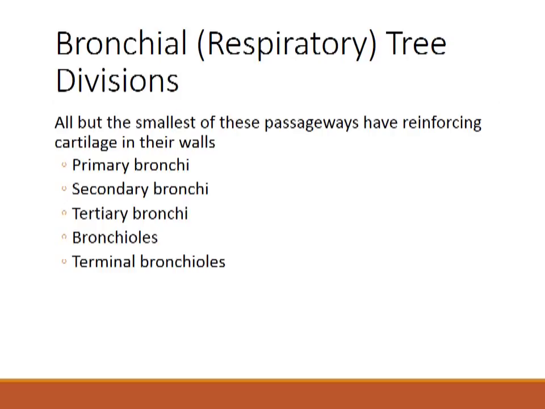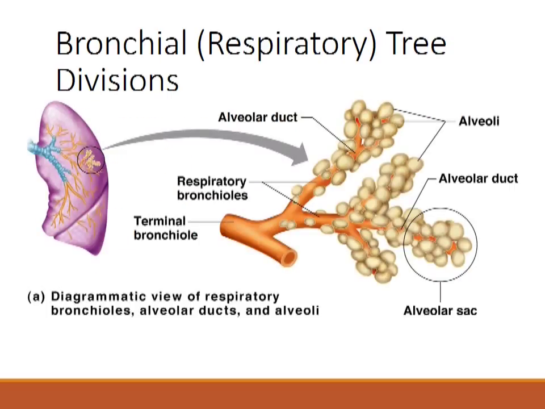Back to the bronchial tree division. This is the breakdown going from the largest to the smallest portions. We start off with the primary bronchi, we move down to the secondary bronchi, then to the tertiary bronchi, then to the bronchioles, then to the terminal bronchioles. Here you can see the end, where the terminal bronchioles end to the right of the screen. And then these bronchioles break back down into the alveoli, which is where gas exchange happens in the lungs.